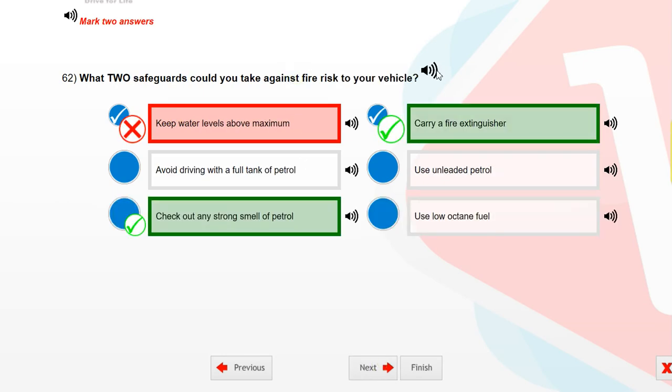What two safeguards could you take against fire risk to your vehicle? Check out any strong smell of petrol. Carry a fire extinguisher.